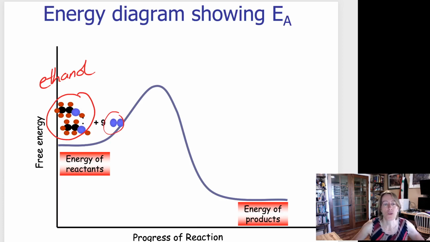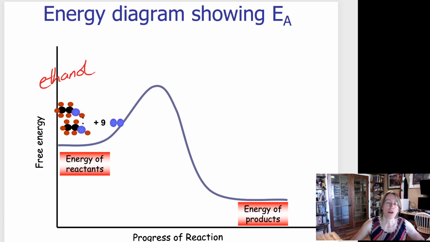And so overall, if we added up all the energy that is in these bonds and these bonds, it would sort of be this much energy. All right, so the energy of reactants on my energy diagram is coming in at here. Is this much energy, right?